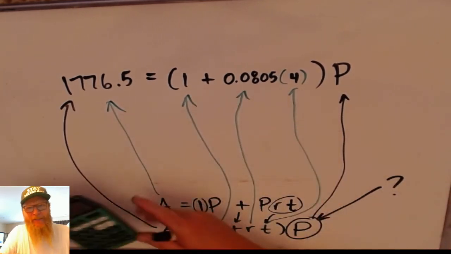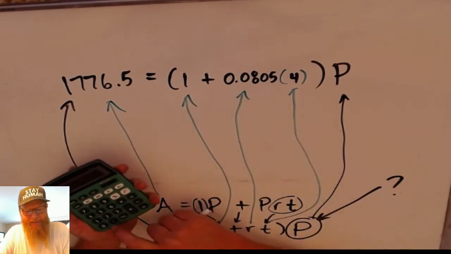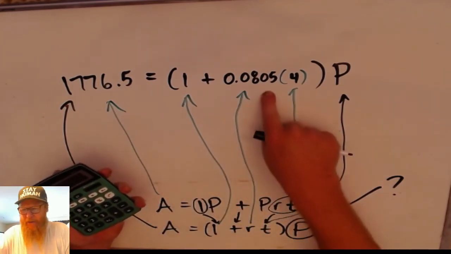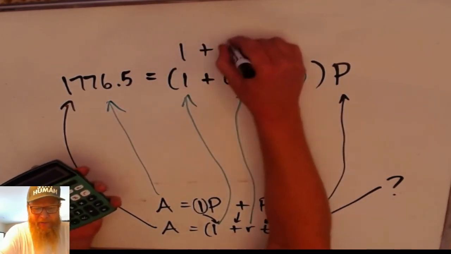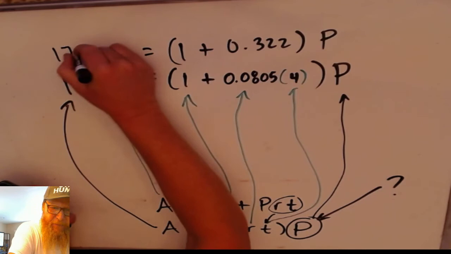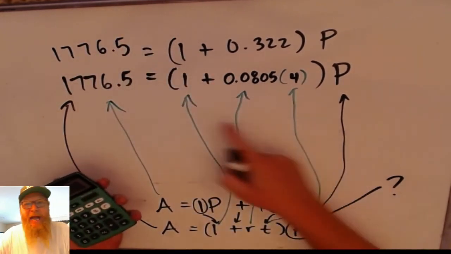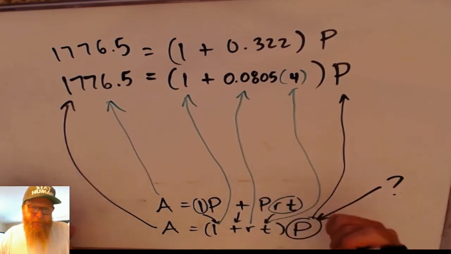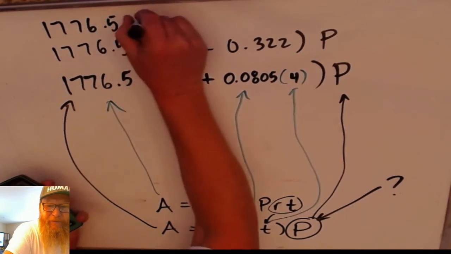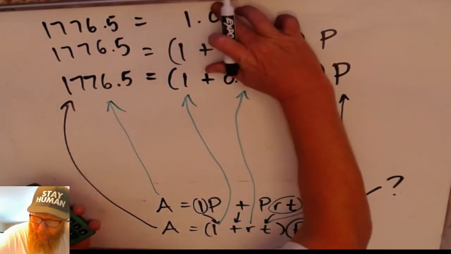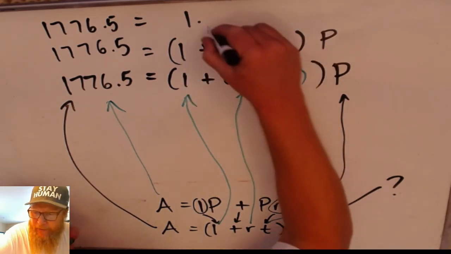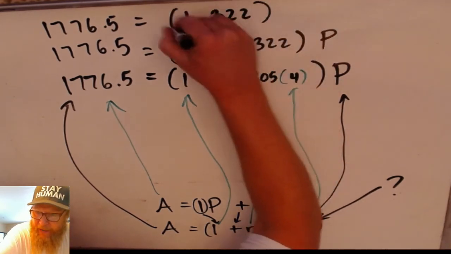Okay. Do everything that's in the parentheses first. So you've got 0.0805 times 4. All right. So that's 0.322. I know I'm working up instead of down. It's probably not the best habit, but I hope you can handle it. And then now add these together. You're going to get 1776.5 equals 1 point. So the 0 adds with the 1. So it's 1.322 and then P.